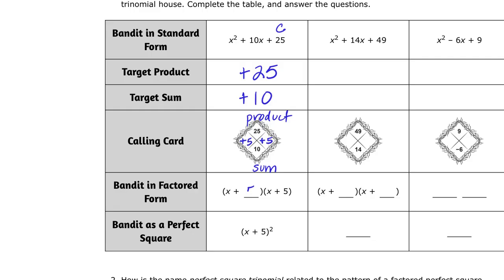So that means both binomials end up being the same. So it's going to look different when we submit our final answer. This would be x plus 5 squared.